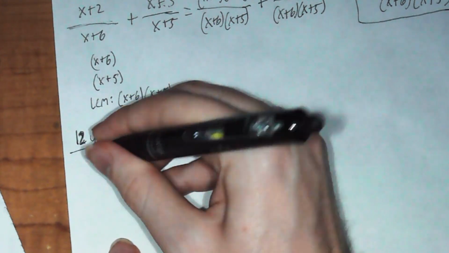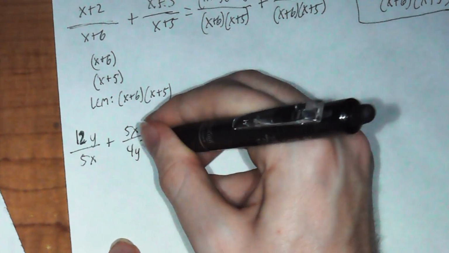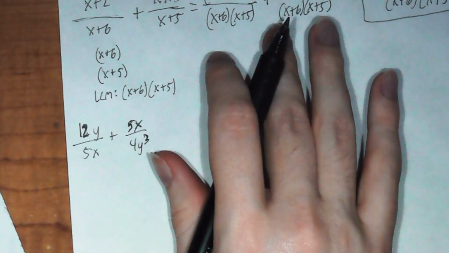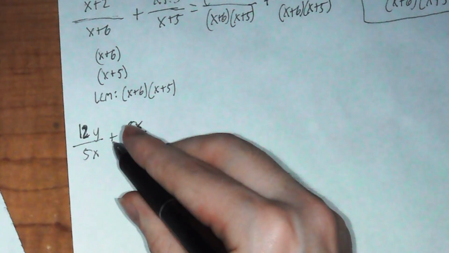Alright, 12y over 5x plus 5x over 4y cubed. Now some of you might instinctively try to cancel the 5x's. Don't do that. This isn't multiplication. You can't do that because this is an addition sign here.